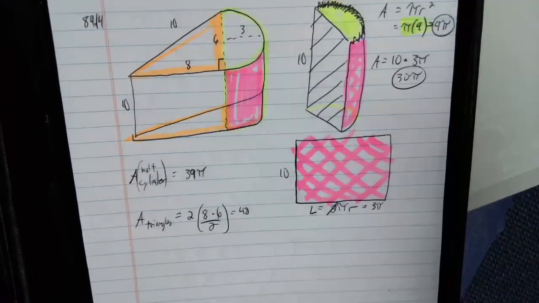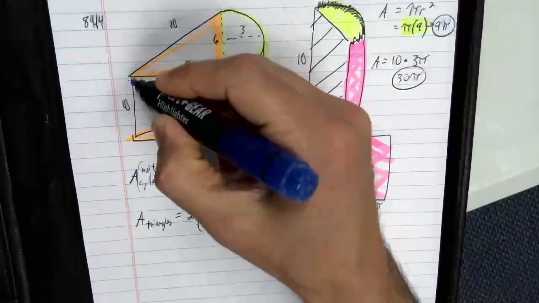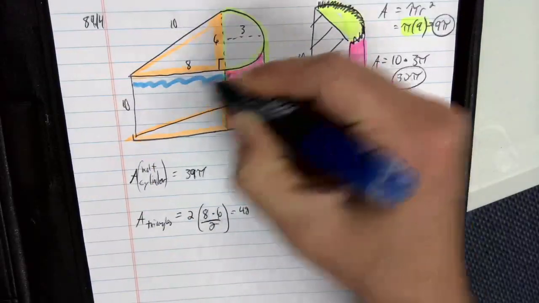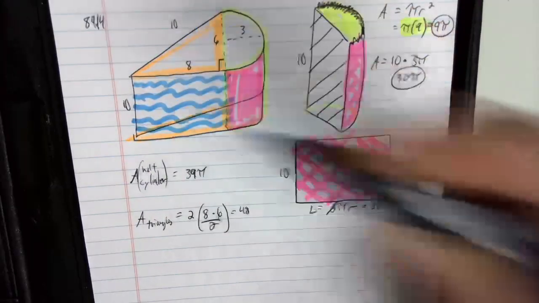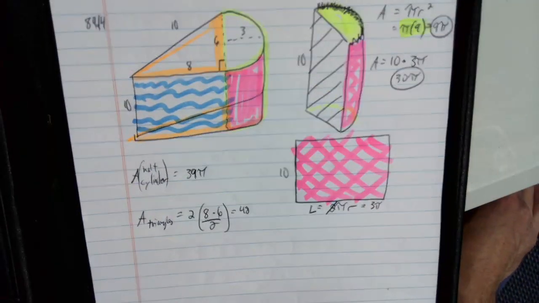The last thing, well, there's two things actually. So I've got to find the area of that face. Is that going to be the same as the area of the face on the back? Maybe. No.